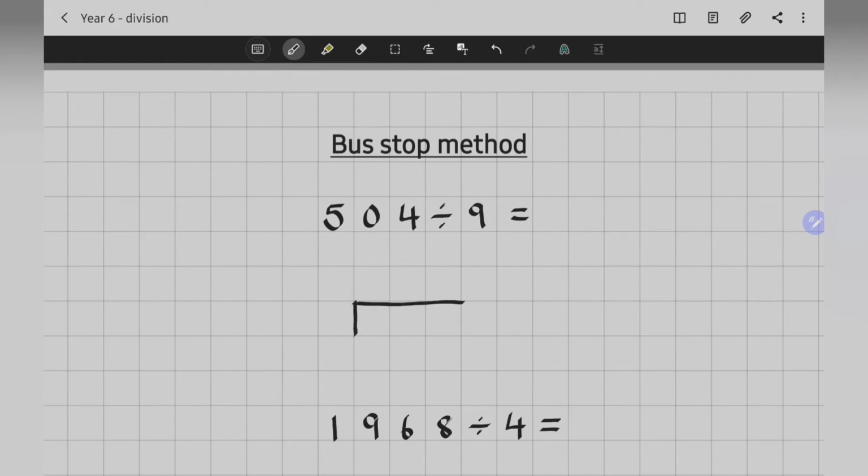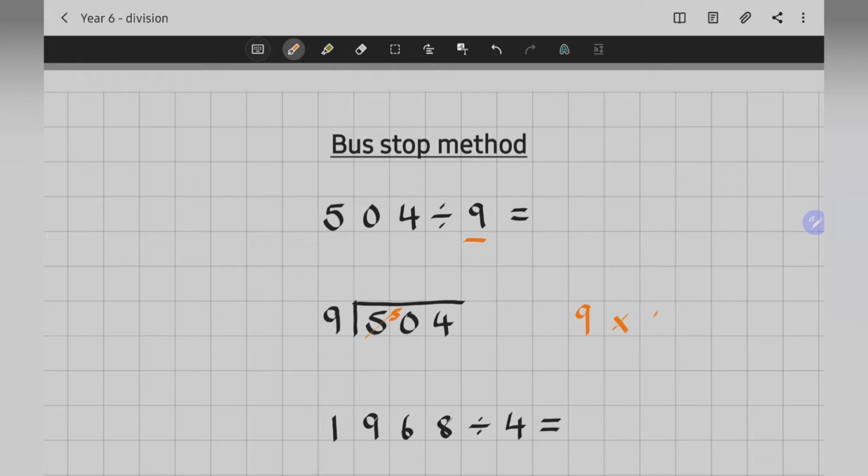Here's my bus stop. 504 divided by 9. Remember, the number you're dividing by always goes on the outside. So I'm going to use my knowledge of the 9 times table here to help me. 5 divided by 9. It's too small. 5 is too small. So I'm going to pass it on to my next number. 50. That's a better number to work with.